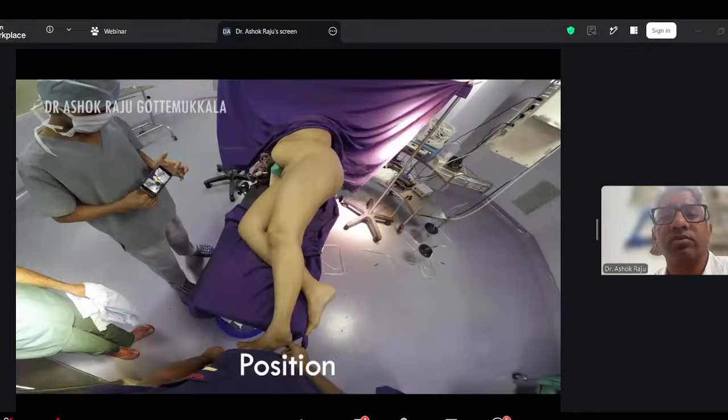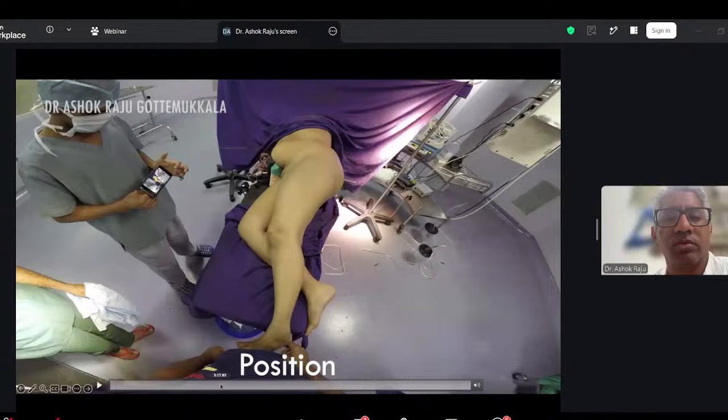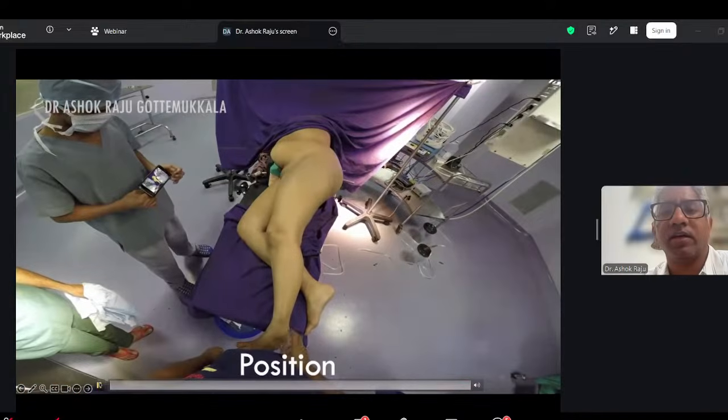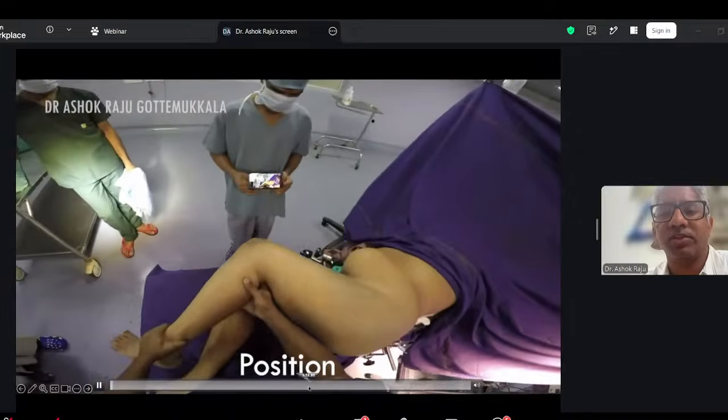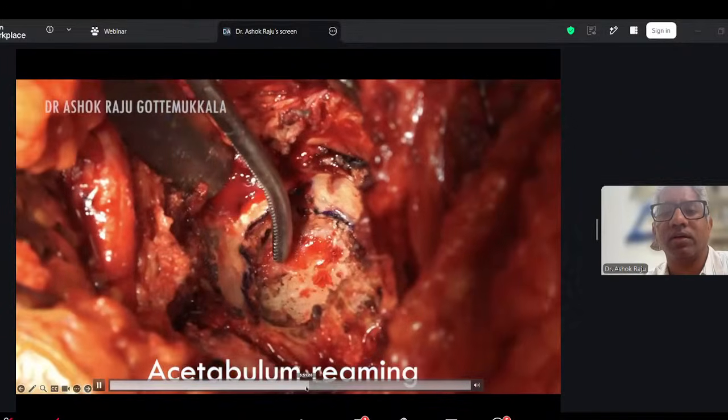I'll go through a video. I'm not going to go through the whole video. I'm going to go through only the important part of it, the acetabular part. Give me a moment. This is the positioning.